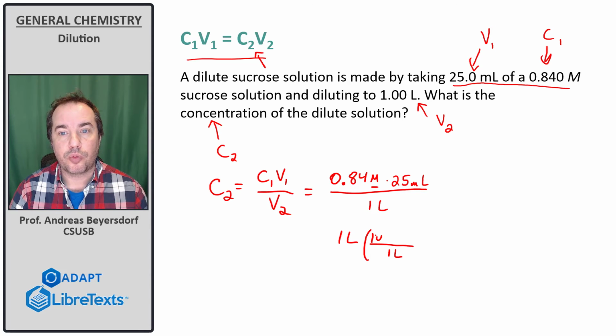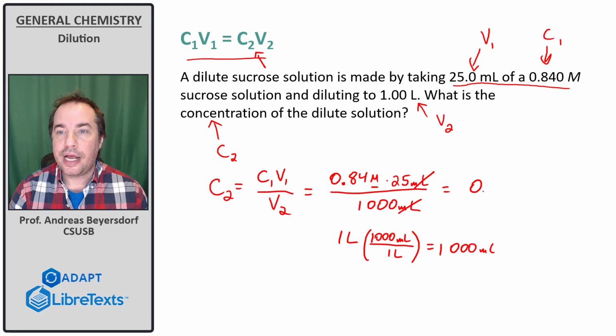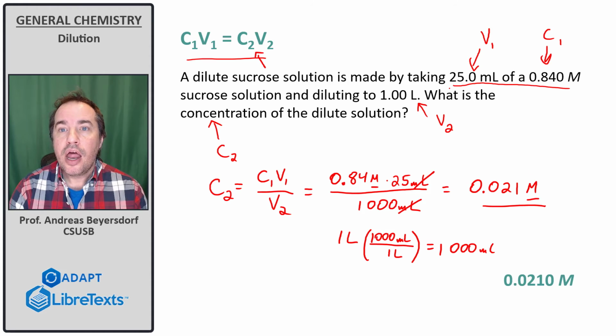So 1 liter equals 1,000 mLs. So this is going to be 1,000 mLs. I'm going to plug that in there instead of the 1 liter. And now the milliliters will cancel out. And I'm going to get my answer, which is 0.021. My milliliters canceled out, and I get molarity, which is good because we're asked for a concentration. Notice that all of these have 3 sig figs, so my answer should have 3 significant figures. So it's 0.0210 molar sucrose.